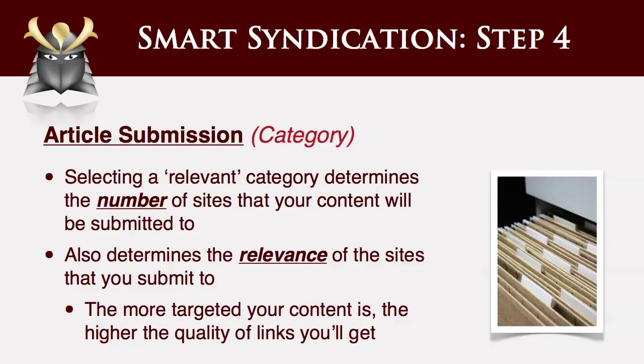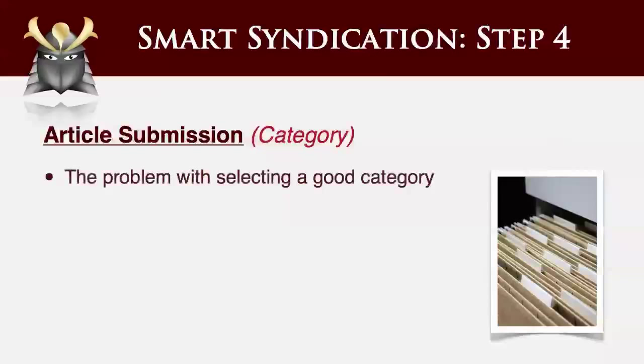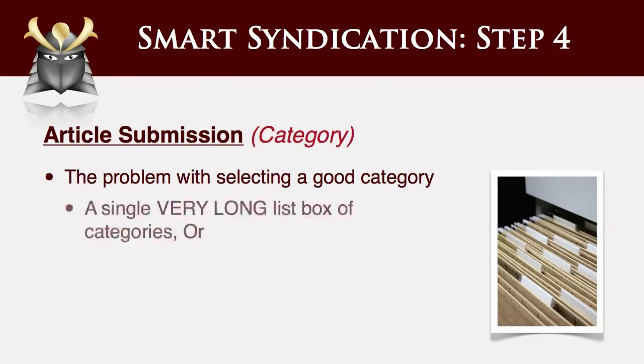Also, the more targeted your content is to the sites receiving your content, the higher the quality of the links you'll get, and the more relevant the links will be to your subject matter and keywords. The problem with selecting a good category is that most article syndication networks have either a very long list box of categories or multiple category list boxes. This can make it very difficult to select a good category.